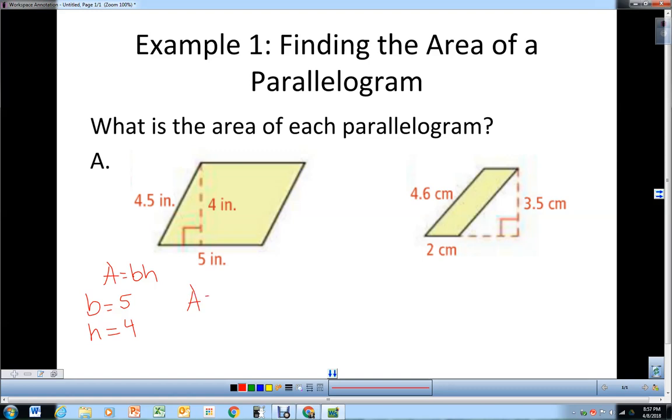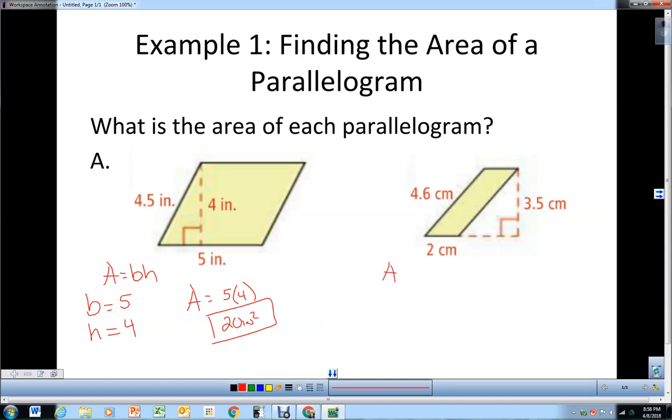So the area will equal 5 times 4, which gives us 20, and because these are inches, it becomes inches squared. Our units are squared in area. So let's take a look at the second one here. Now, be careful, because the base here can be any side length, and the base is always a side of your shape, whether it's a parallelogram or rectangle. So if this is a side here, this base would be 2 for a height of 3.5.